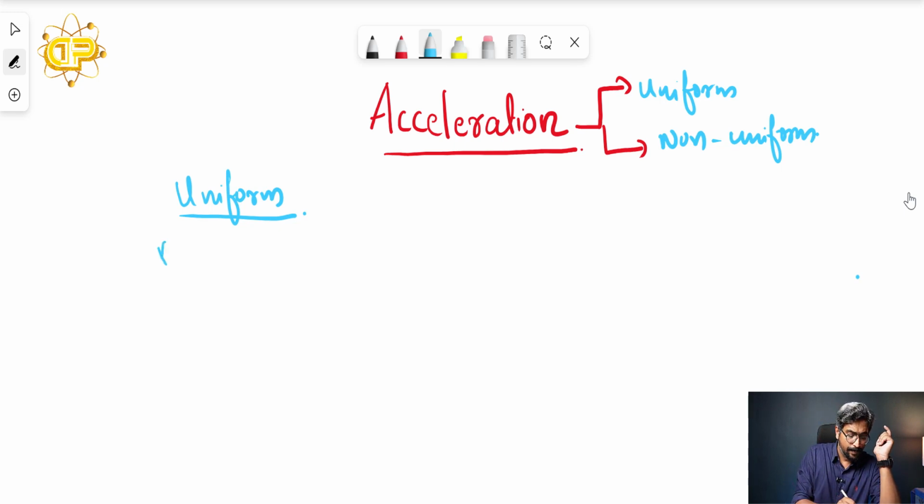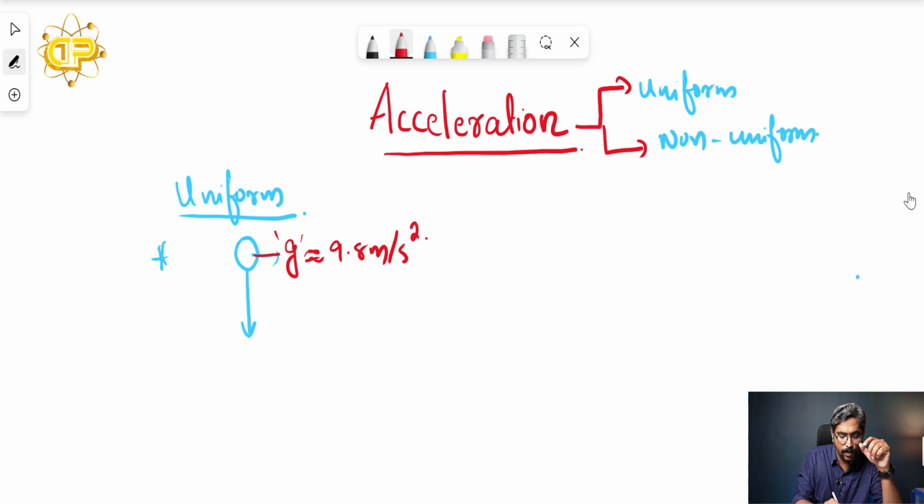A simple example is gravitational force, where there is a particular acceleration. For example, if I have an object here and I drop this object, then there comes an acceleration. This body will have an acceleration, denoted by small letter g, and its value is approximately 9.8 meter per second square. That means the object is having a uniform acceleration.